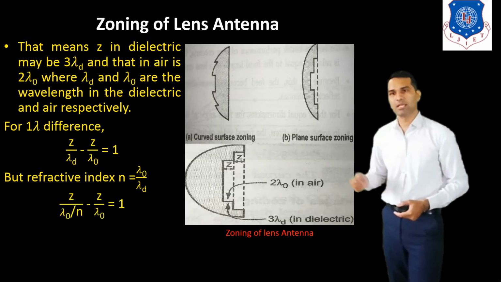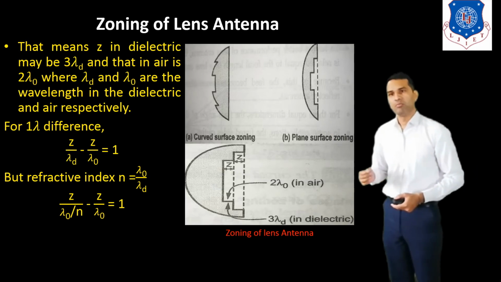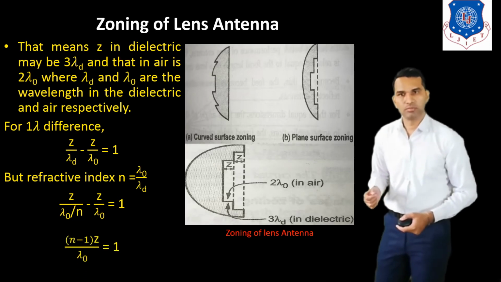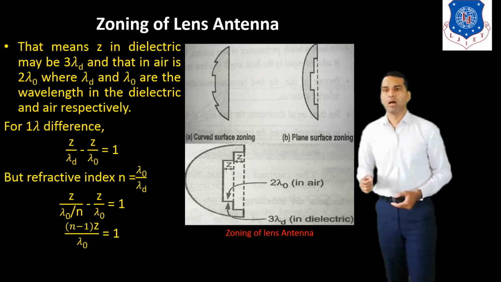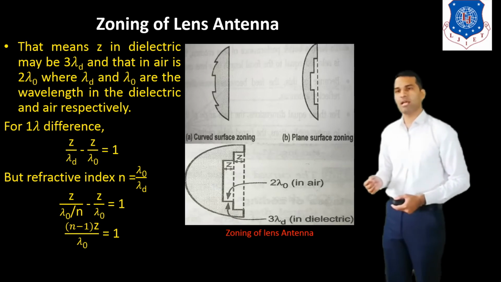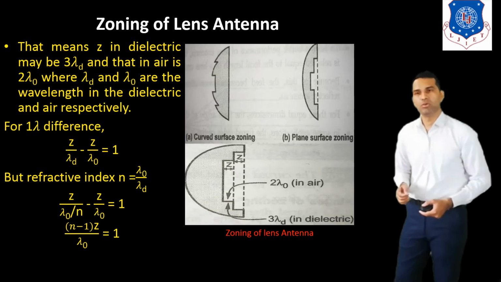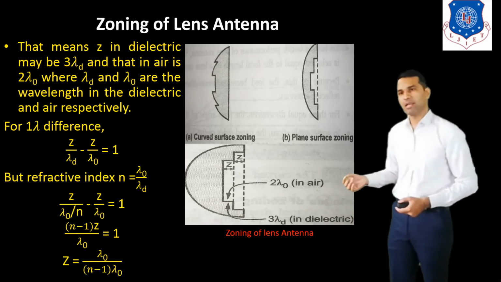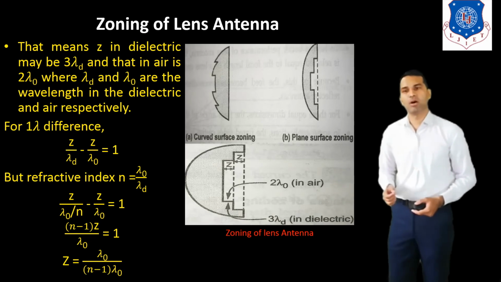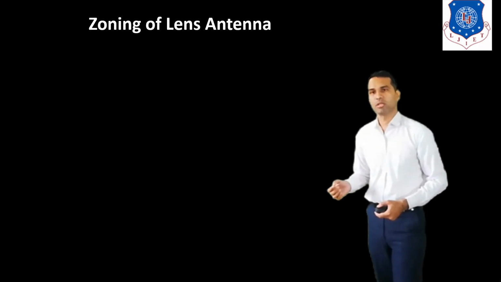So we can write the equation as Z upon lambda 0 by n minus Z upon lambda 0 is equal to 1. Now, when we simplify this equation, we can write it as (n minus 1) into Z upon lambda 0 is equal to 1. So from this equation, Z is equal to lambda 0 upon (n minus 1). So this is the equation for this antenna.